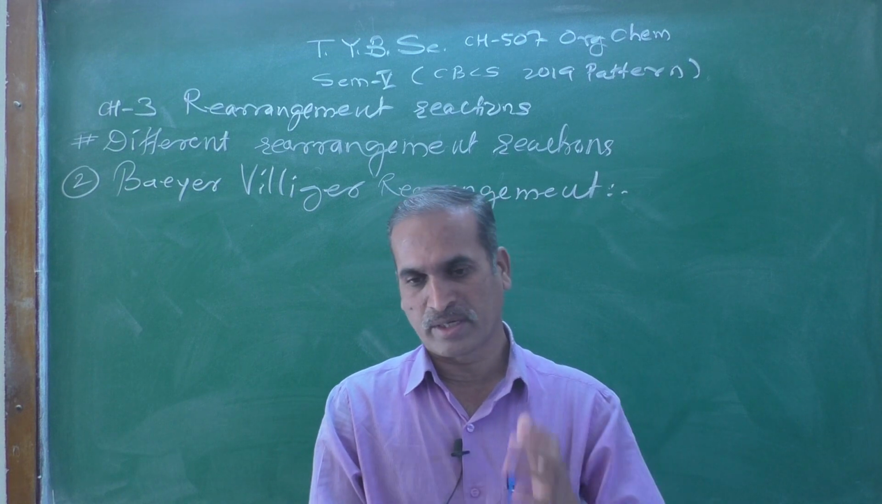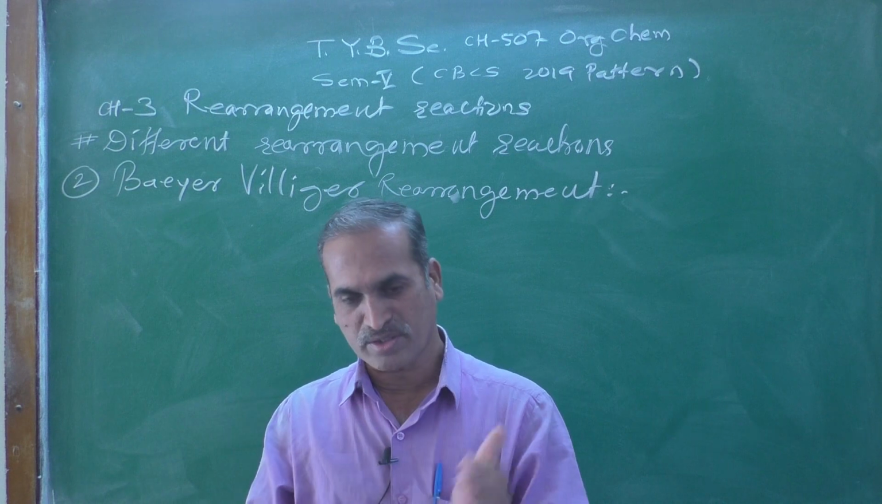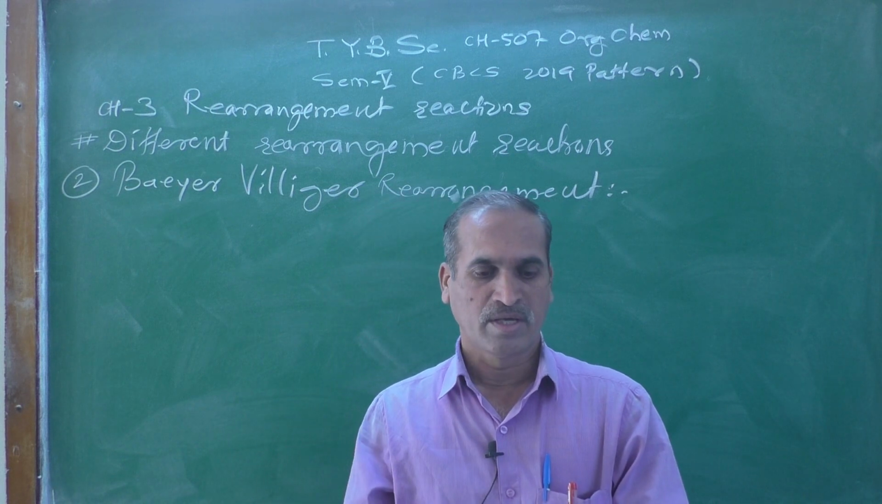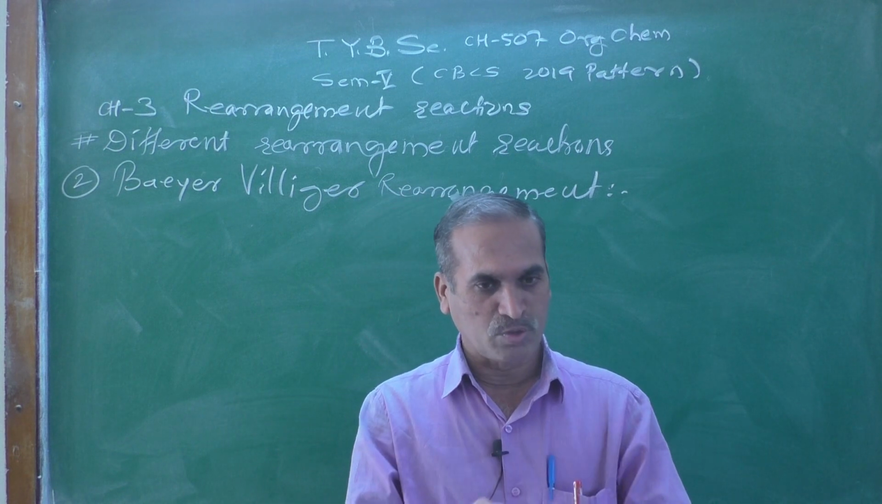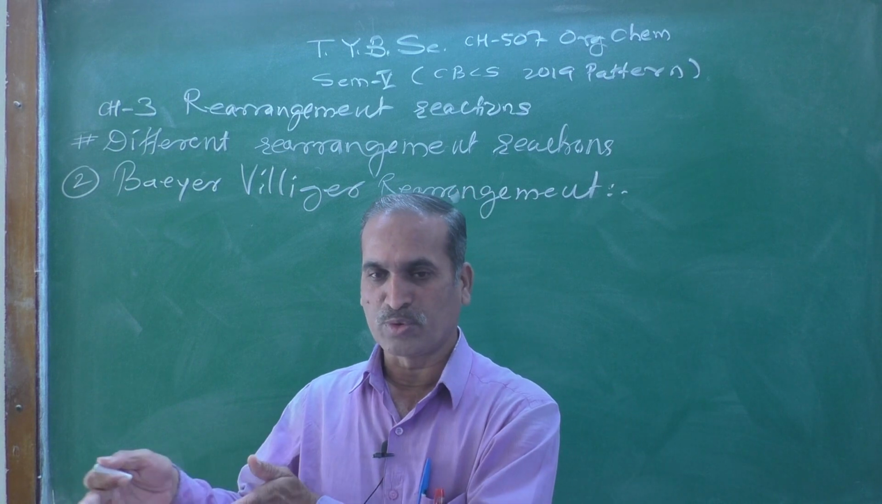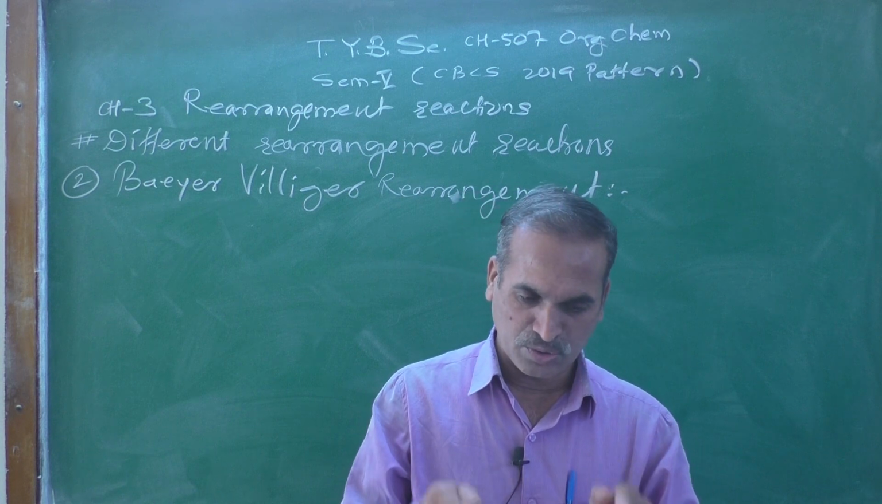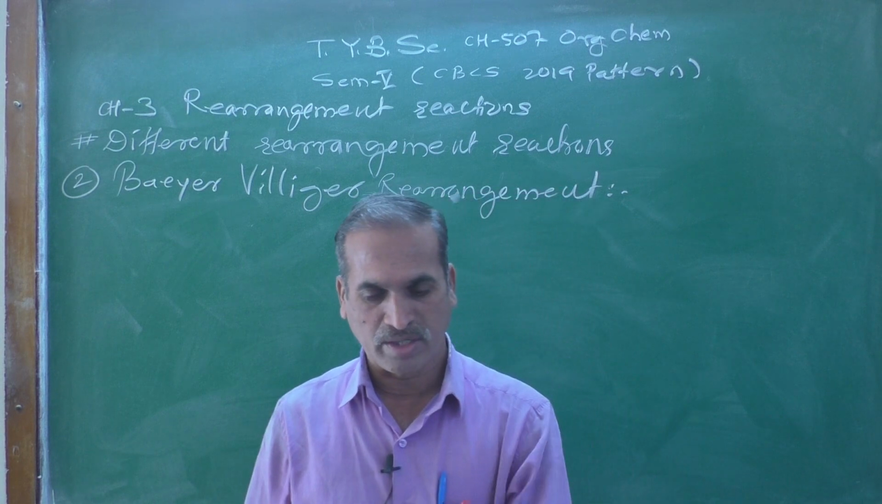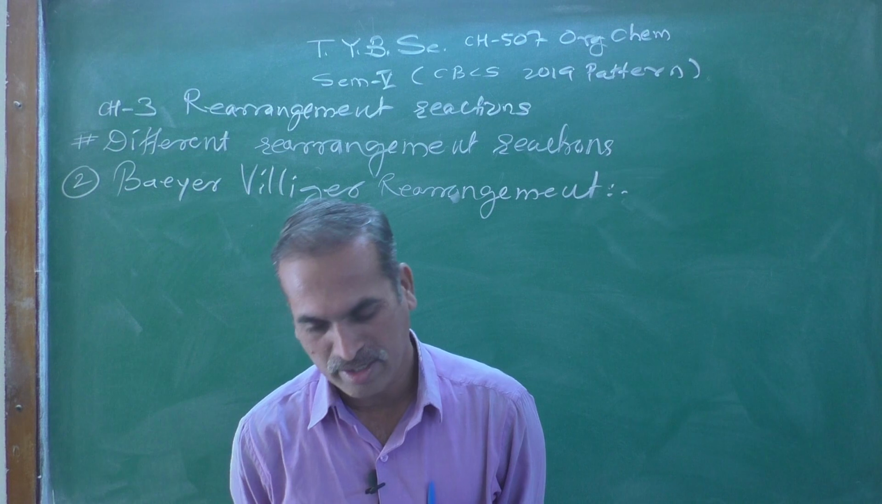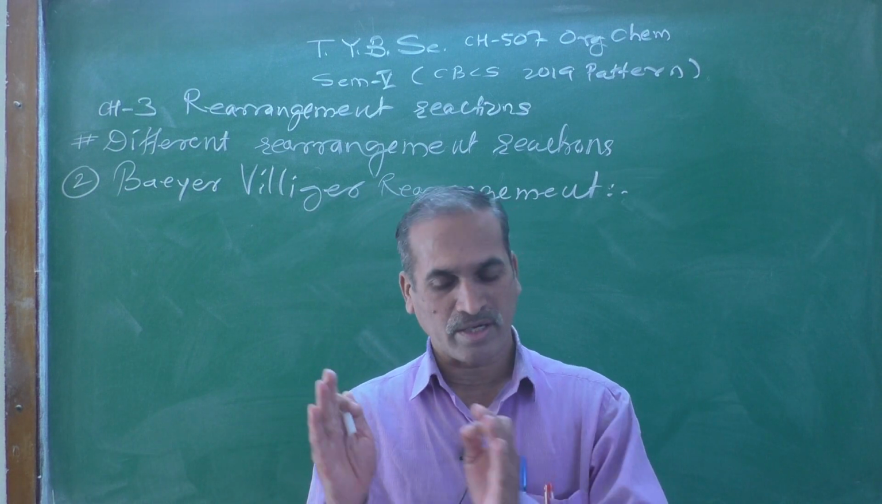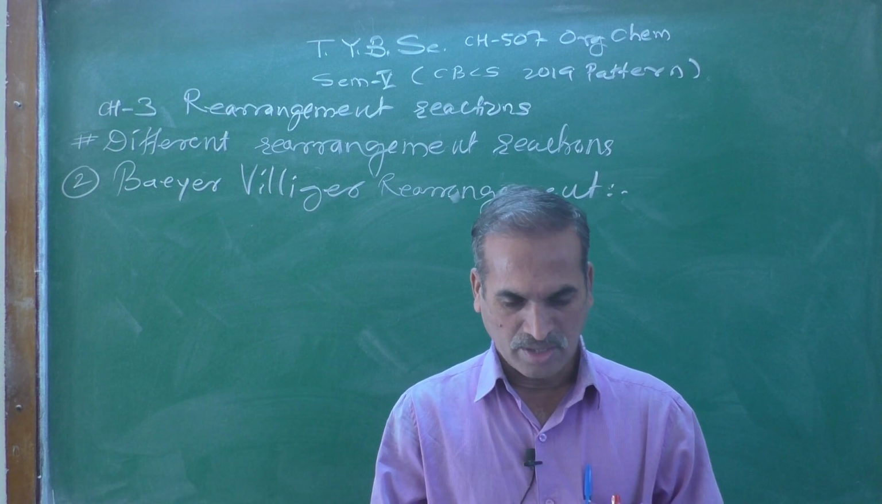Once you remember the Beckmann rearrangement reaction, with the help of those points we are going to discuss the rest of the named reactions. Today the second one is Baeyer-Villiger rearrangement or Baeyer-Villiger oxidation reaction.